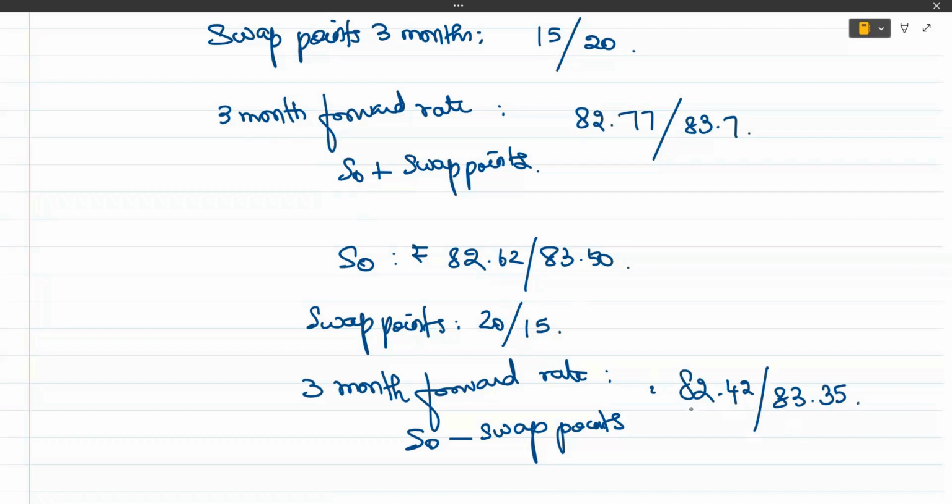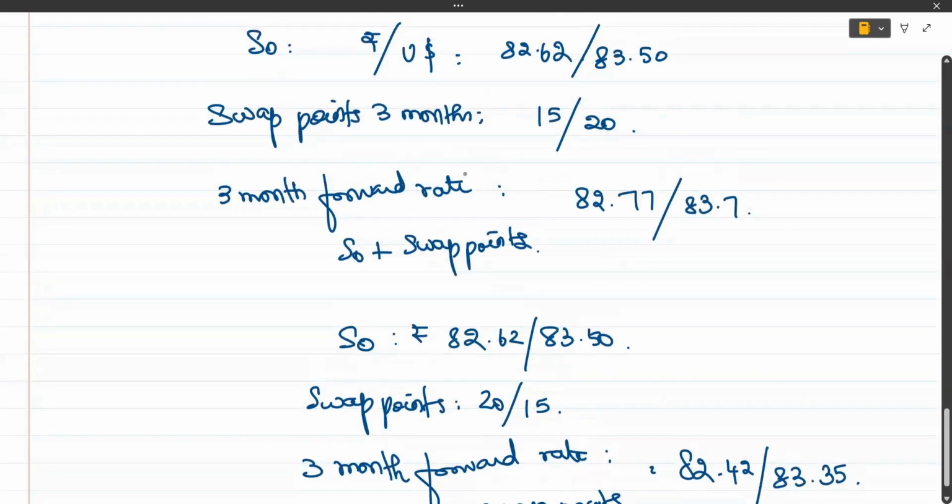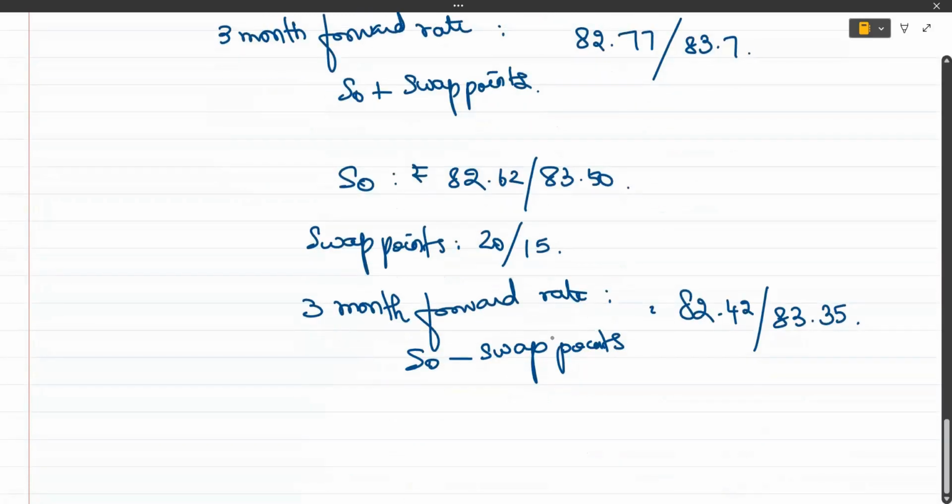So always the bid rate must be less and the ask rate must be more. When the swap points are in ascending order, when it is increasing, you will add the swap points. When it is decreasing, you will subtract the swap points. This is for computation of forward rate.